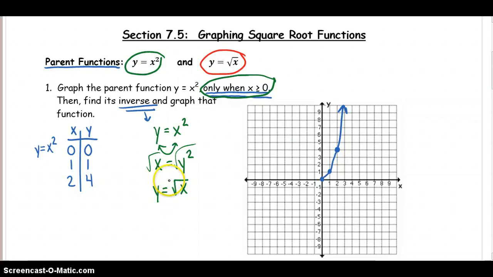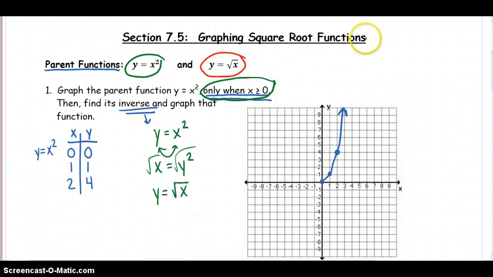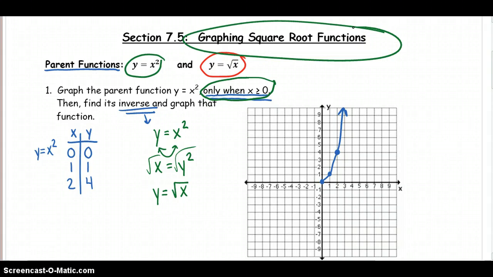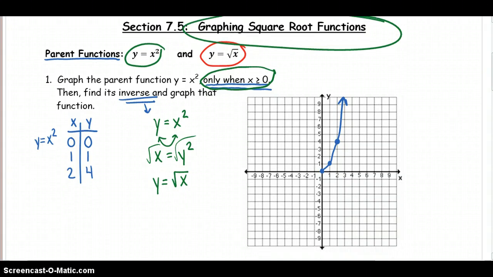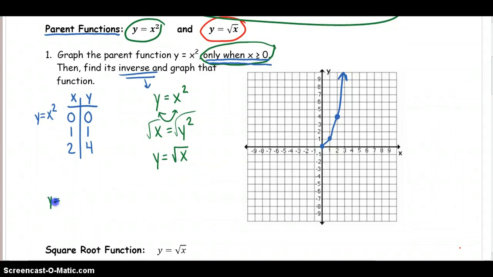So that's why we're not doing plus or minus, because we already know that it's going to be positive because of this restriction. Okay, so I've got my y equals square root of x. That's the inverse. Well, hey, what a coincidence. That's what we are talking about today, the square root function. Don't you love it how that happens? So we're going to go ahead and graph this function, y equals the square root of x.